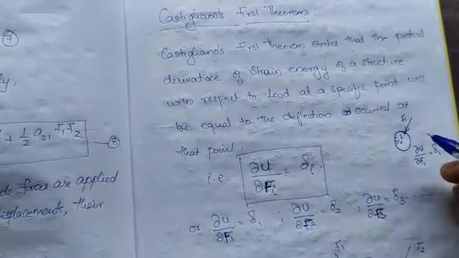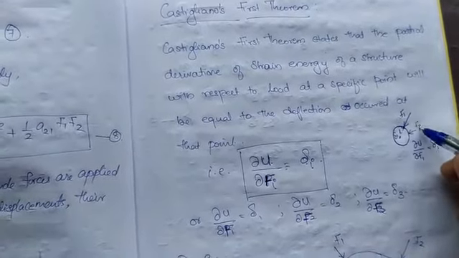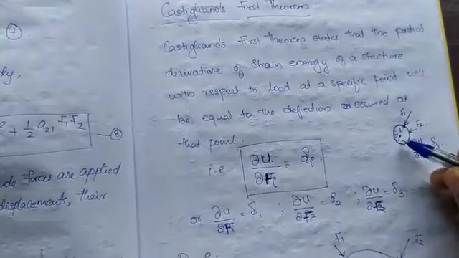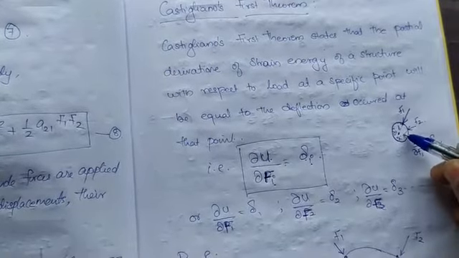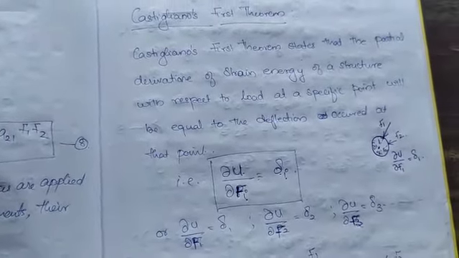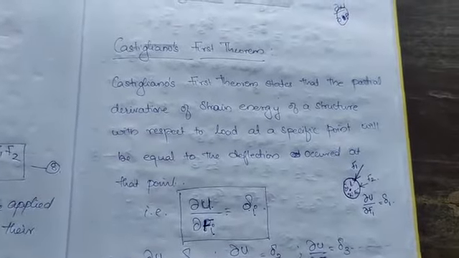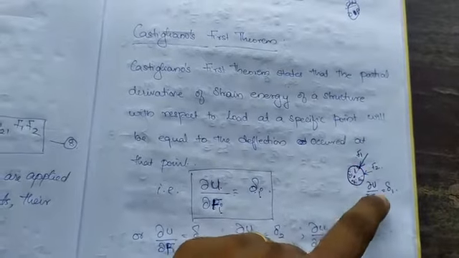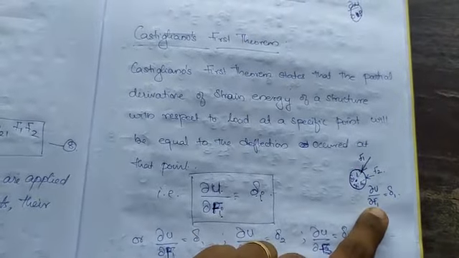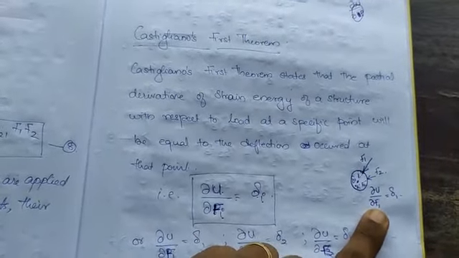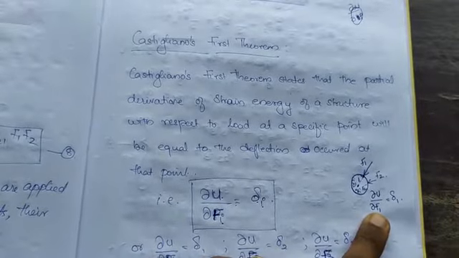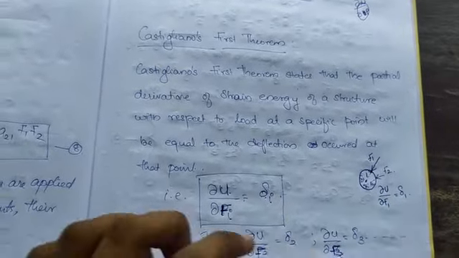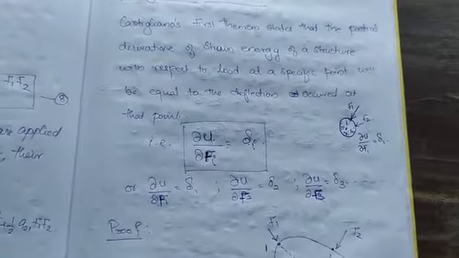If there is an F2 load also, due to that there will be delta 1 dash, and this is delta 2. So the deflection caused at point 1 can be found with the help of force F1. So you need to find this.